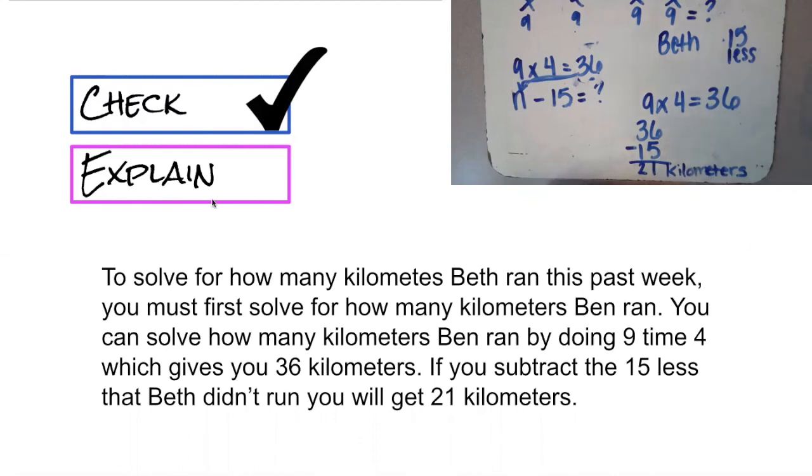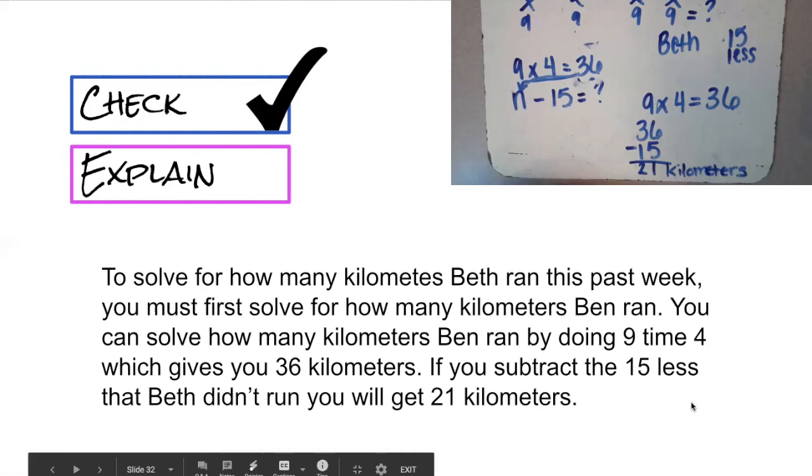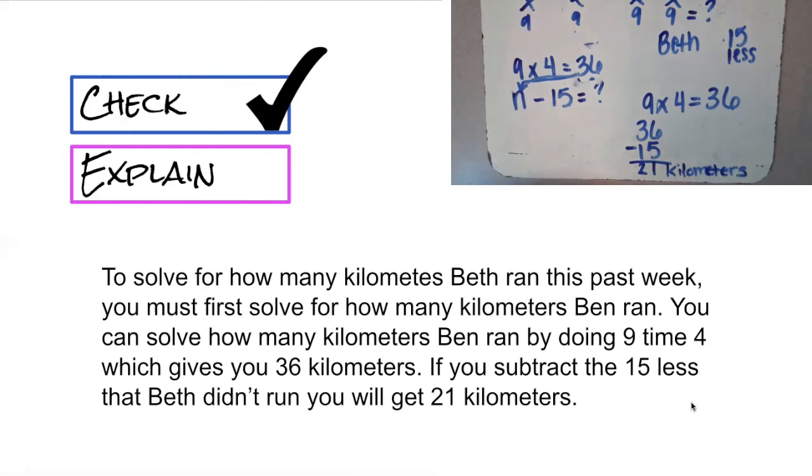So I started by saying what I would do, so explaining my known parts, and explaining my process. What did I do first in my work? I did 9 times 4 to get how many Abe ran. Then I did the minus 15 to get the 15 fewer that Beth didn't run. So this would be a good example of how to explain your story problem work.